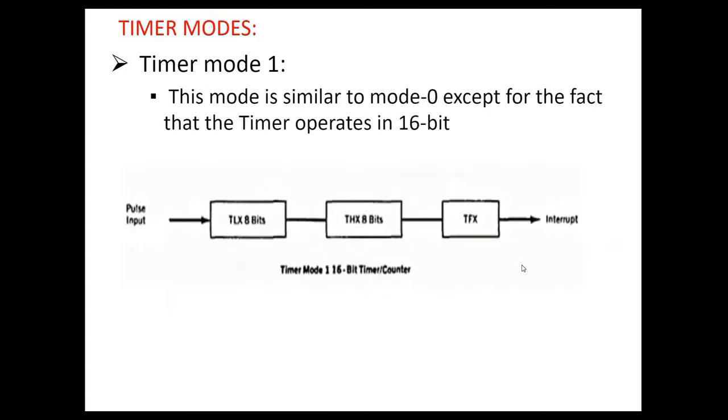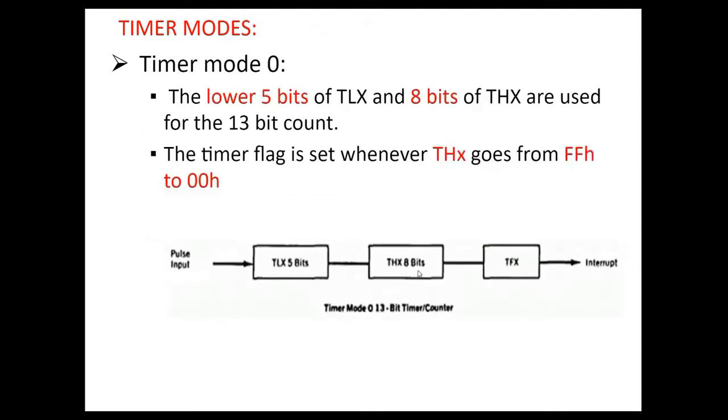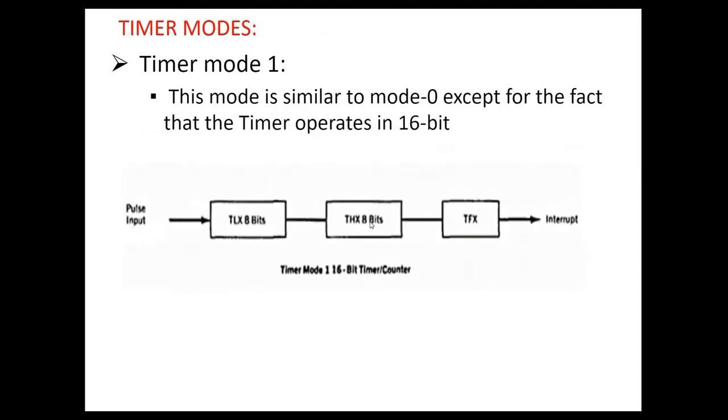Next is the timer under mode 1. This mode is similar to mode 0 except that this timer operates in 16 bits. So here the lower register is loaded with 8 bits and the higher register is also loaded with 8 bits, and the timer flag will be set whenever the timer rolls over from FFFF to 0.